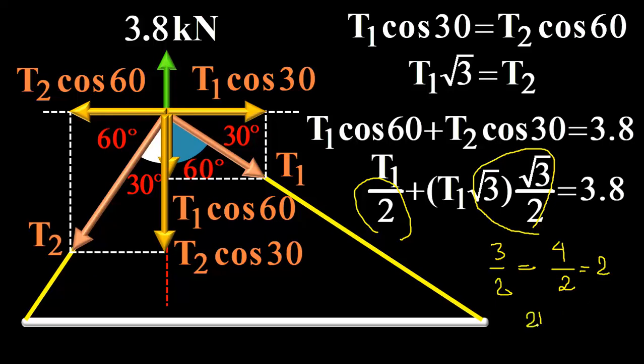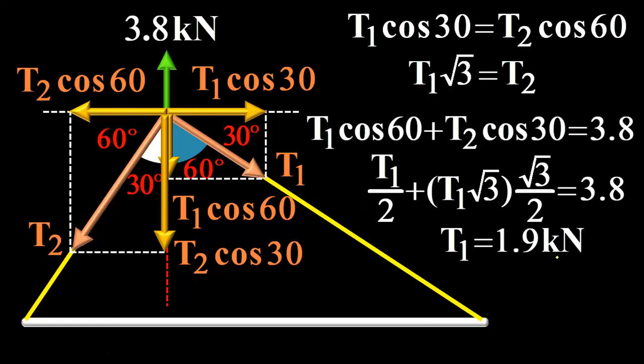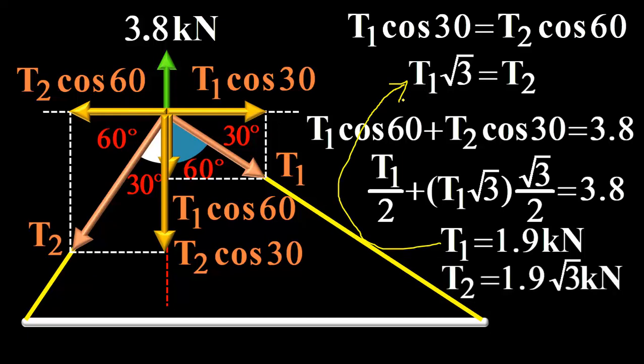So 2 times T1 is equal to 3.8. So I will have T1 of 1.9 kilonewtons here. And if I substitute T1 here, I will find T2 to be 1.9 times square root of 3 kilonewtons.